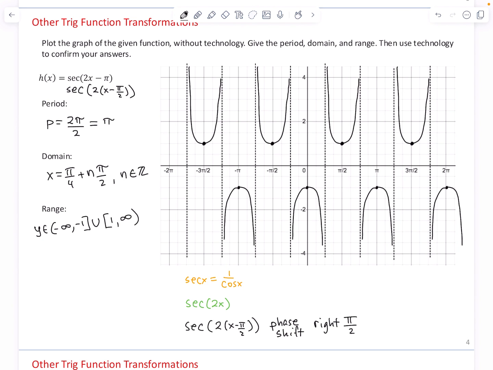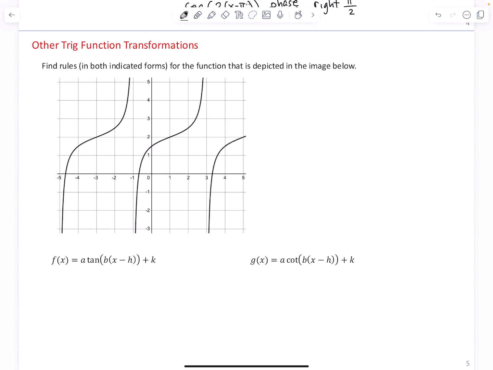Okay, let's move on to the next problem. Now we are given the graph of a function, and we are expected to come up with a rule. In fact, find rules in both indicated forms for the function that is depicted in the image below. This is clearly a transformation of either tangent or cotangent. Here's one pair of asymptotes, and the horizontal distance between these asymptotes is 4 units, which you can get by doing 3 minus -1.